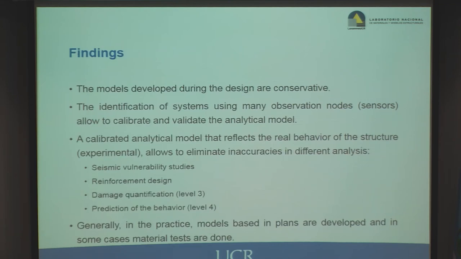Okay. So, findings so far. The models developed during the design are conservative. The identification of systems using many observation nodes allows to calibrate and validate the analytical model. A calibrated analytical model that reflects the behavior of the structure allows to eliminate inaccuracies in different analyses. And generally, in practice, small models based on plans are developed, and in some cases, material tests are done.